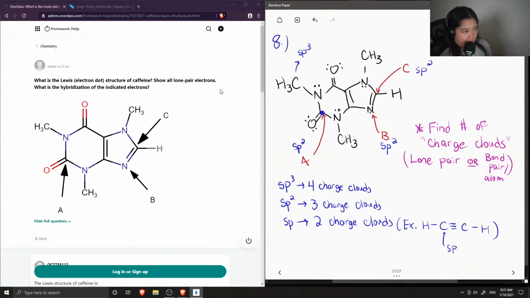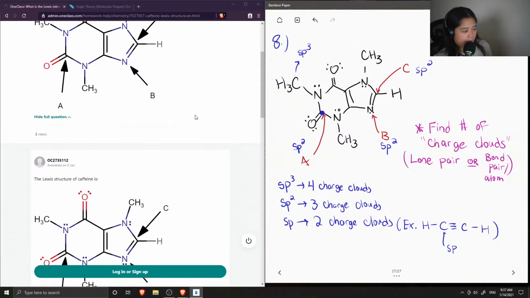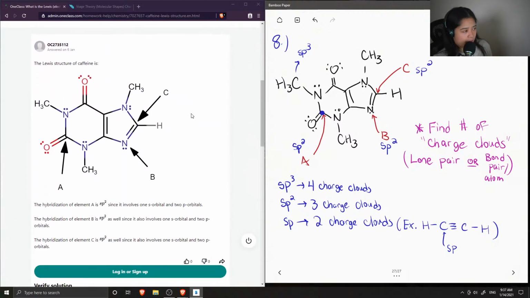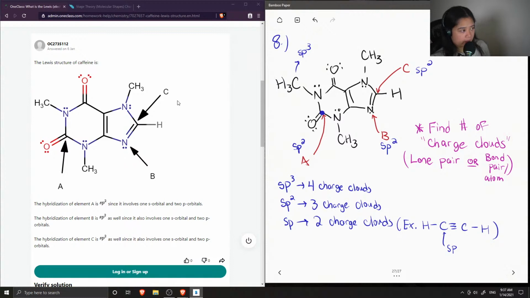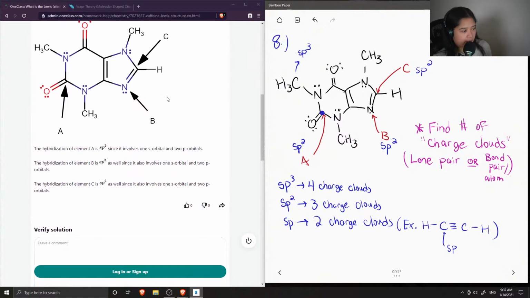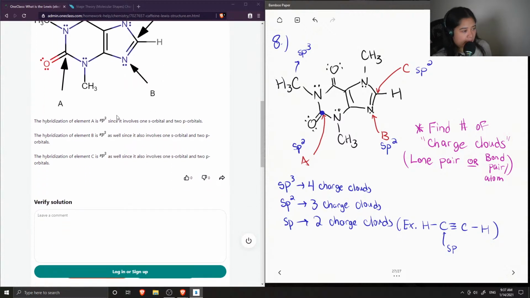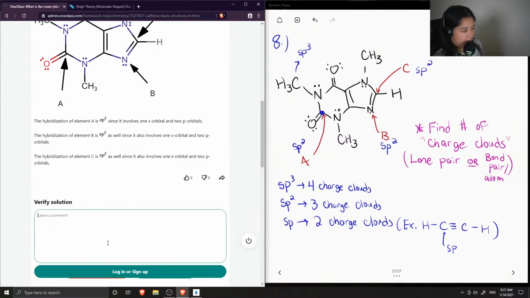Okay, so that's a brief explanation on how one can calculate hybridization. Now let's see what the junior tutor said. They drew out the Lewis structure and said that all of the atoms had an sp2 hybridization, so this solution is correct.